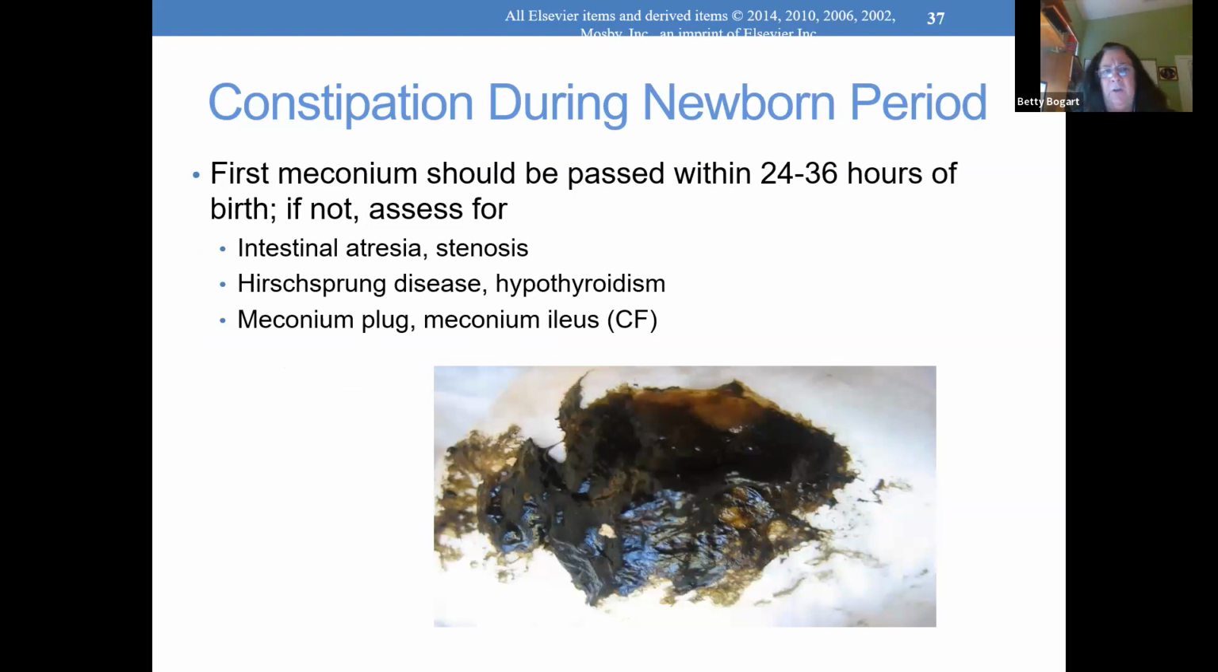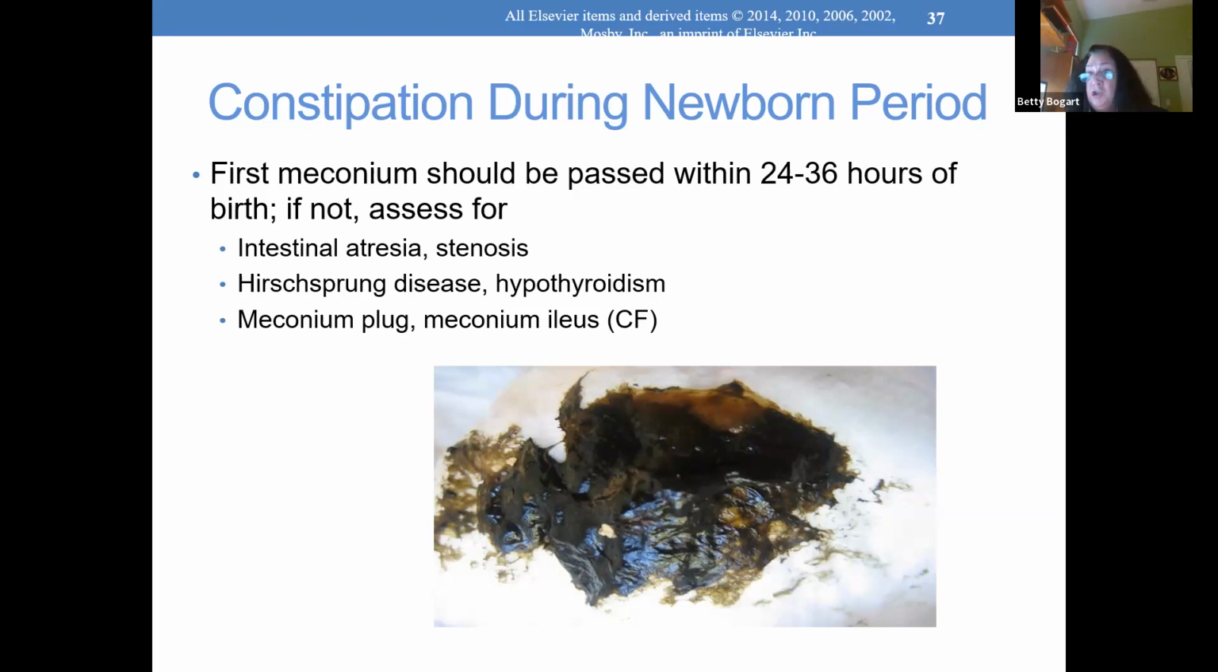Now, constipation during the newborn period. I've sort of mentioned a little bit that constipation at newborn can be caused by certain things, so we will be starting to look for them. One is, of course, if there's some sort of physical reason, an atresia, which means there's no opening, or stenosis, a narrowing in the bowel, or it could be Hirschsprung's, we're going to go into that, and hypothyroidism and cystic fibrosis.